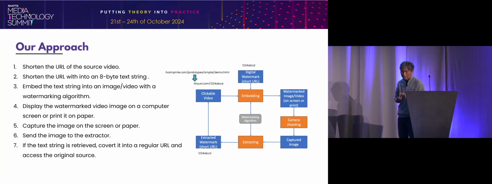And then you can capture this watermarked image with a camera, and send the captured image to an extractor. The extractor will extract the watermark, and then you can retrieve the watermark and get back the original URL for the clickable video. That's the approach we took.